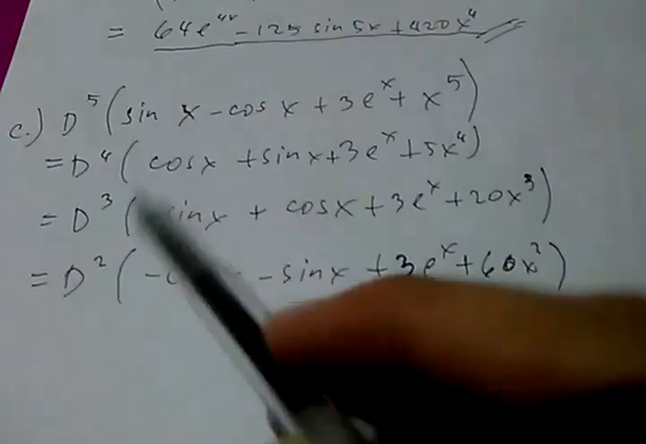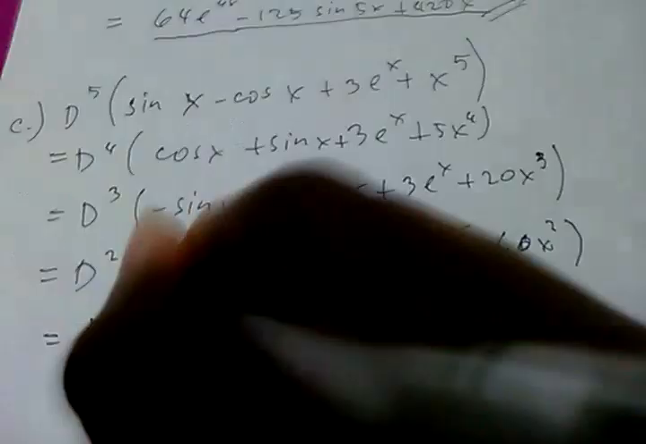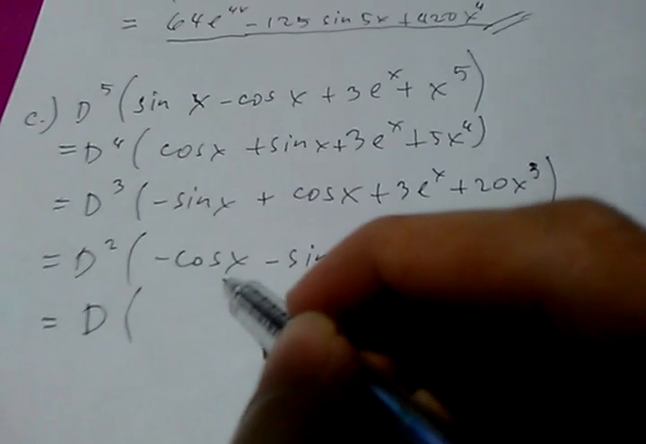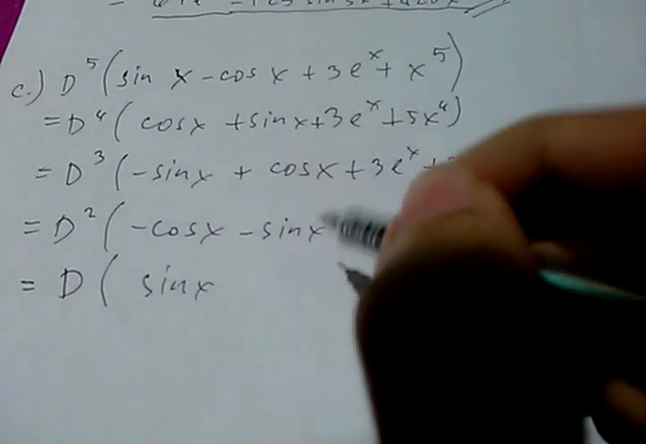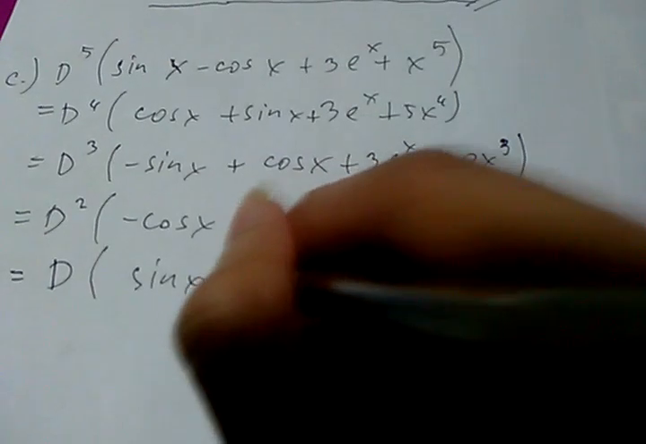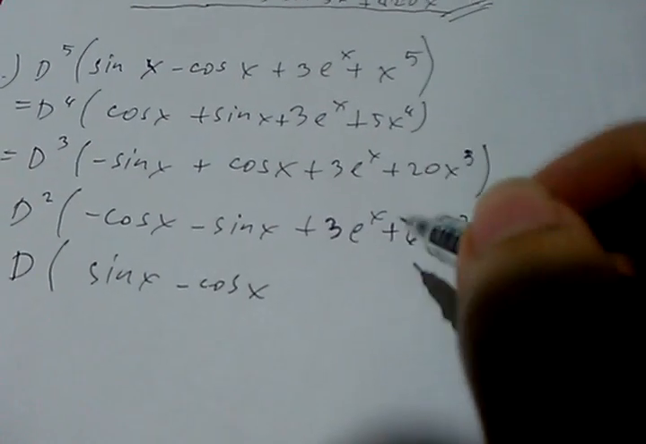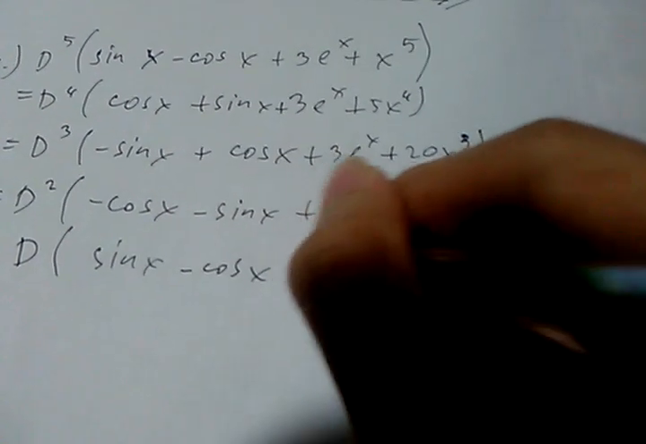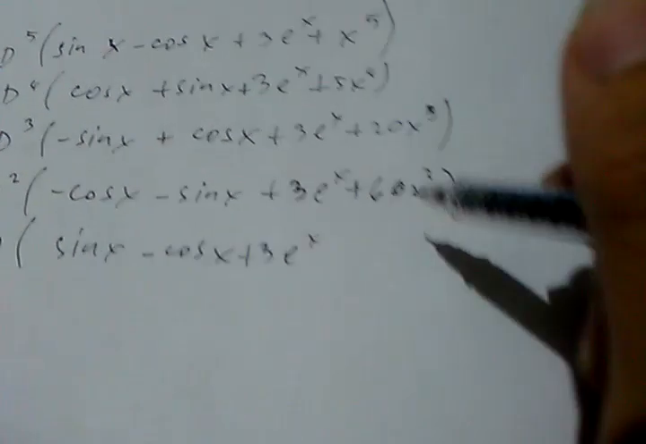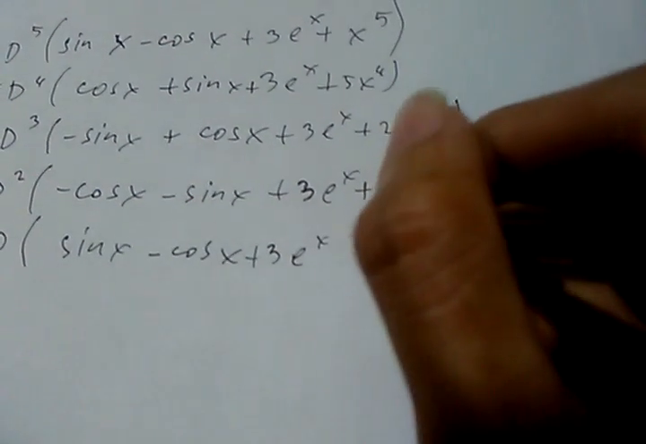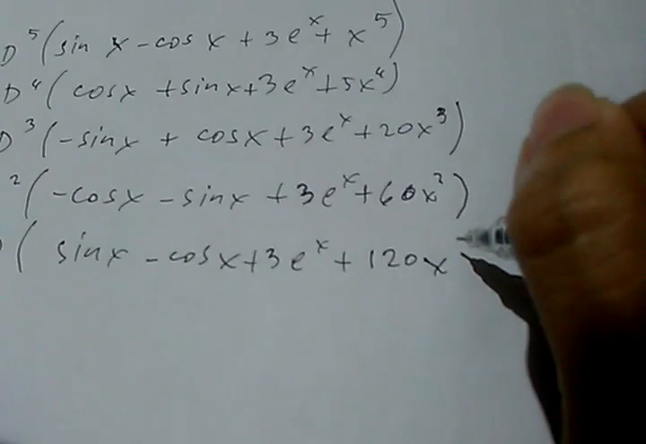For the fourth derivative, the derivative of negative cosine of x equals sine of x. Then for negative sine of x, it equals negative cosine x. Then for 3e raised to x, also positive 3e raised to x. Then the derivative of 60x raised to 2 equals positive 120x.